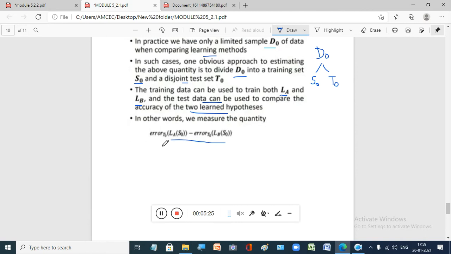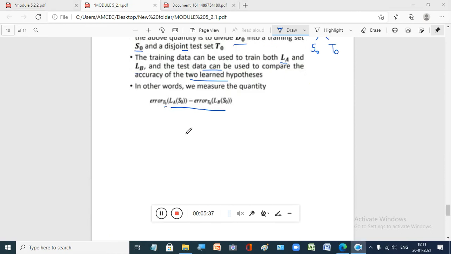So we take the training data set S0. S0 is our training data set. The training data set is used by both learning algorithms A and B. Once the training is completed, we take the test data set T0 and test both algorithms A and B and find the error, the difference between the true errors. Now we measure this particular quantity.